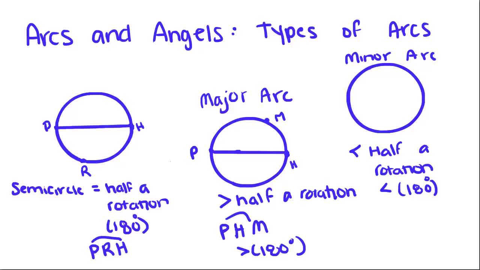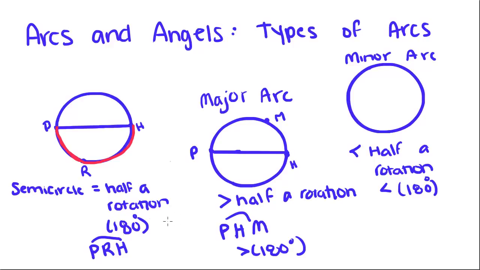So today we're talking about arcs and angles of a circle. First, there are three types of arcs. We have what's called a semicircle, which is arc PRH, and you have to go in the order of points. So you start with P, you go to R, you go to H, and that's half a rotation of a circle, which is equal to 180 degrees.